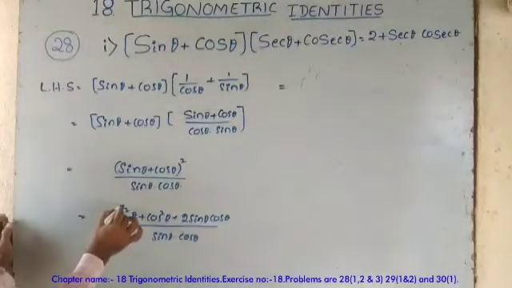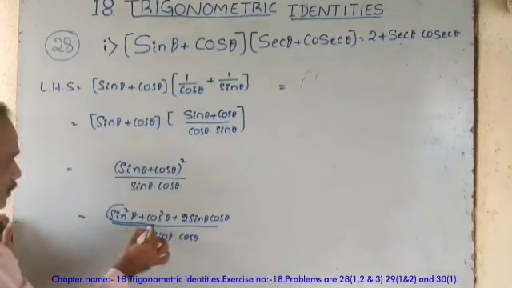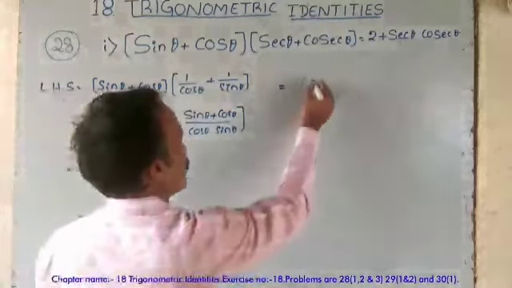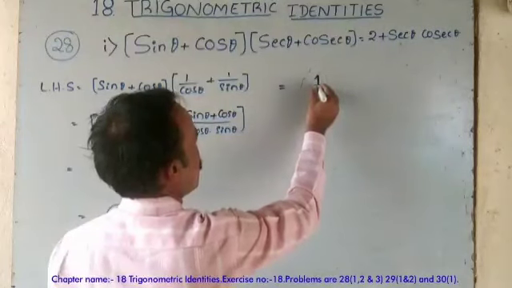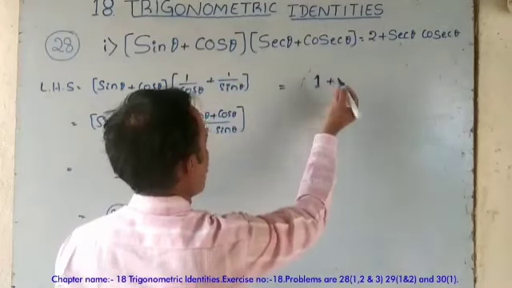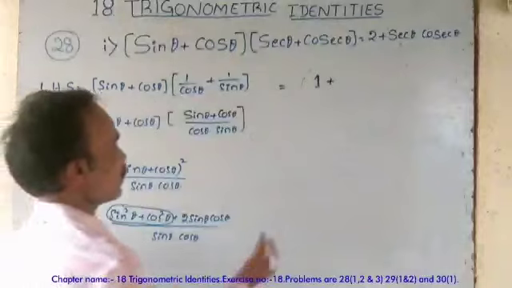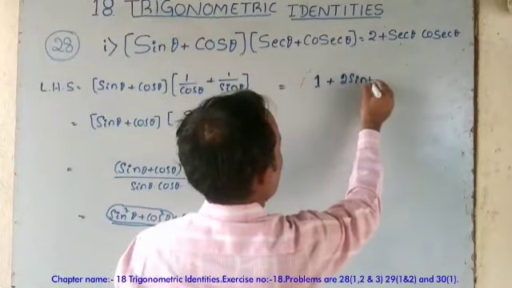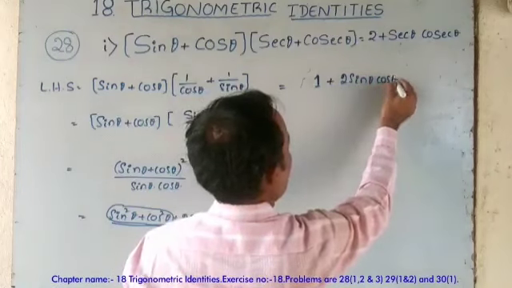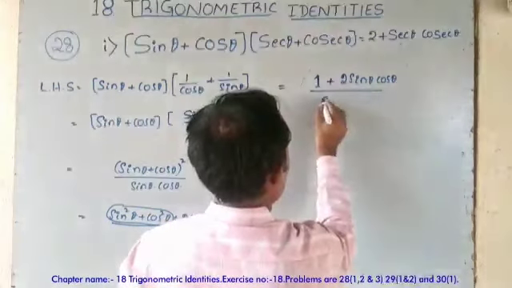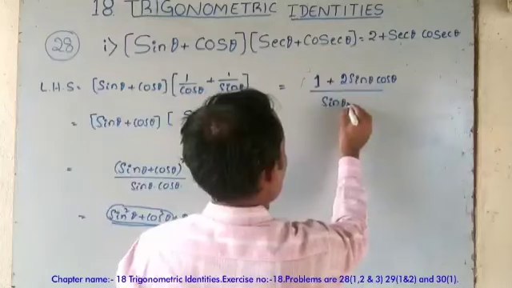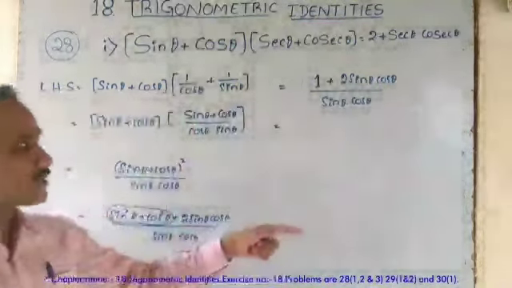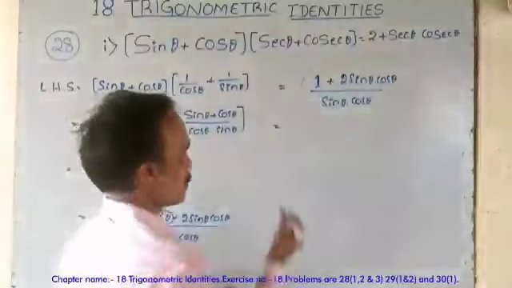As you know the identity, the value of sin square theta plus cos square theta is equal to 1. So replace here, instead of sin square theta plus cos square theta, 1, plus 2 sin theta cos theta as it is, whole divided by sin theta into cos theta. Now you make it separate, you will get the RHS answer.